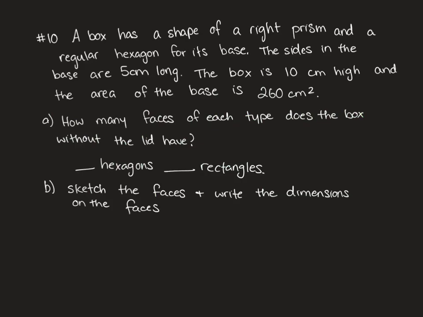Okay? In question number 10, a box has a shape of a right prism and a regular hexagon for its base. So the right prism just means it's not askew, right? The two bases are directly on top of each other. The sides on the base are 5 centimeters long and the box is 10 centimeters high. The area of the base is 260 centimeters squared. How many faces of each type does the box without the lid have? So there'll be 6 rectangles because a hexagon has 6 sides. So each side will need its own rectangle.